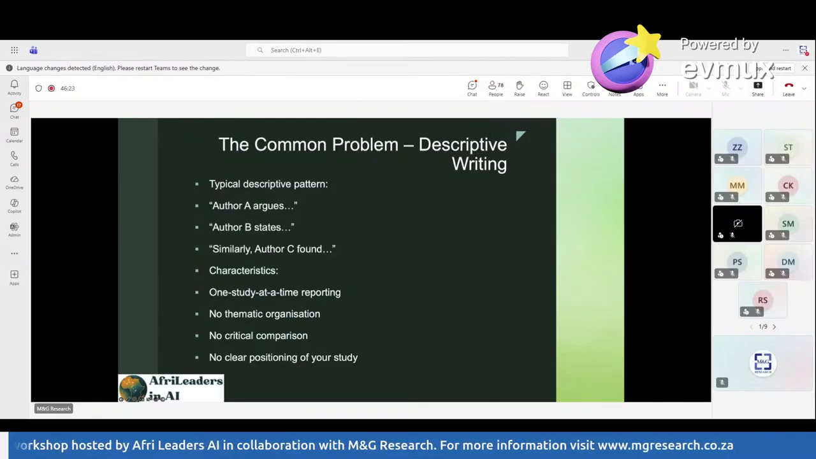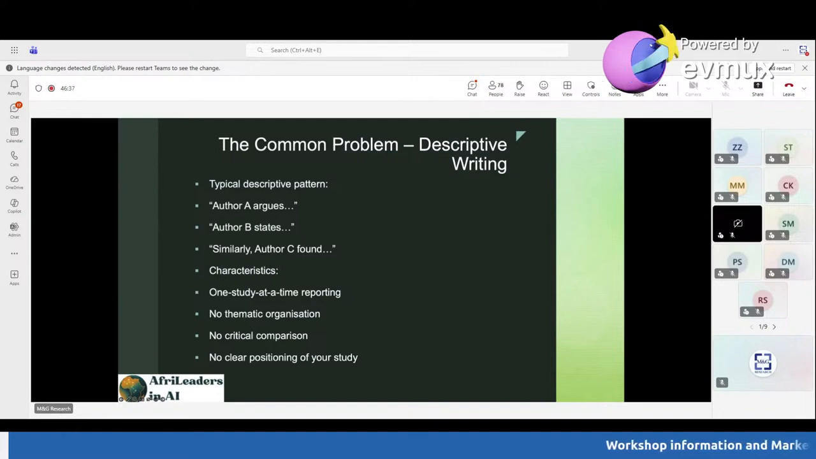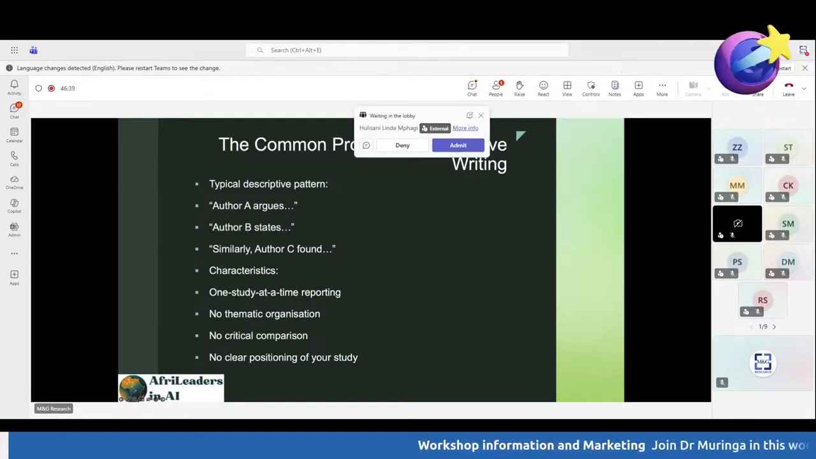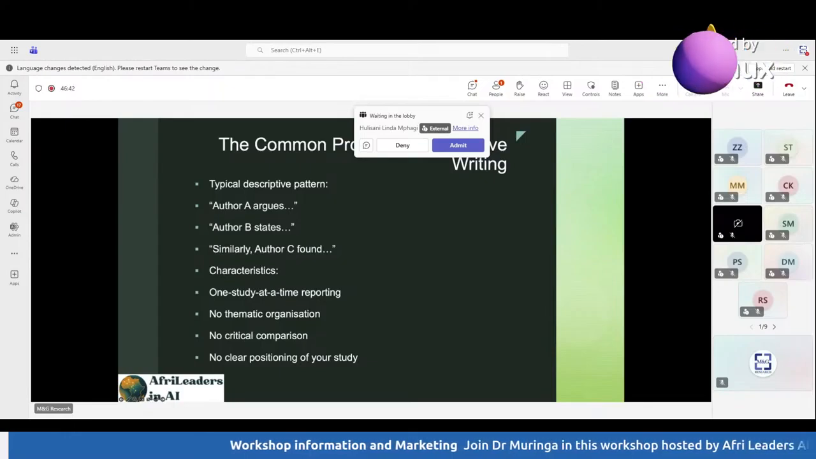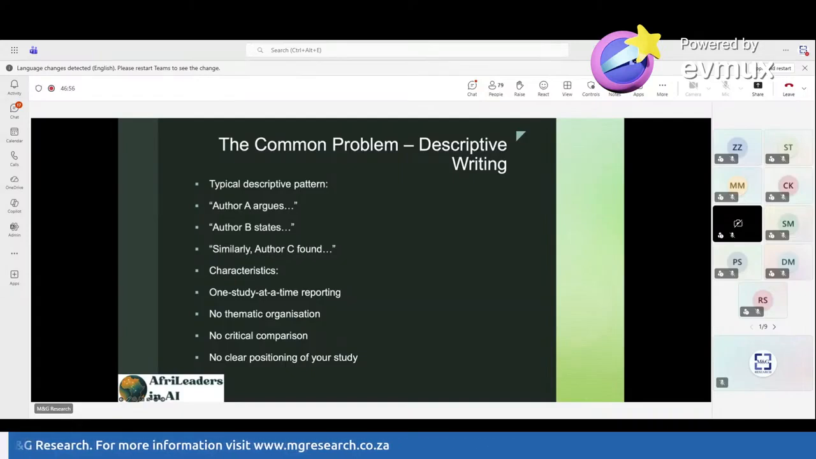There is therefore no thematic organization, no critical comparison, and no clear positioning of your study. Where do you or your study fit within this whole matrix of what is being done? And I'm sure most of us are familiar with this. Basically it will be an annotated bibliography, presented as a literature review, and it's common amongst master's students. You just have your subheading, maybe talking about the consequences of drug use in communities.